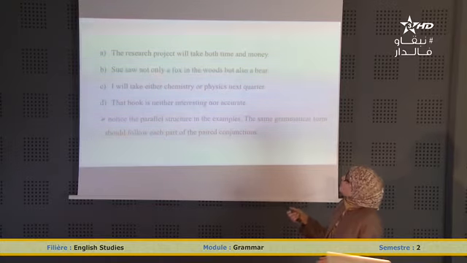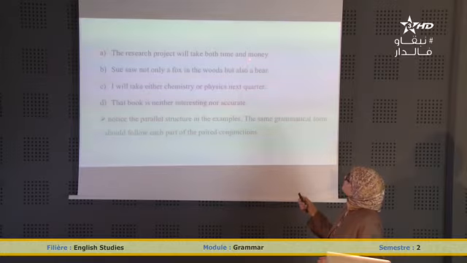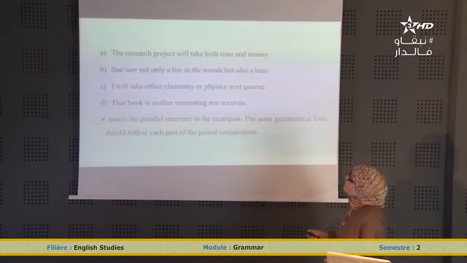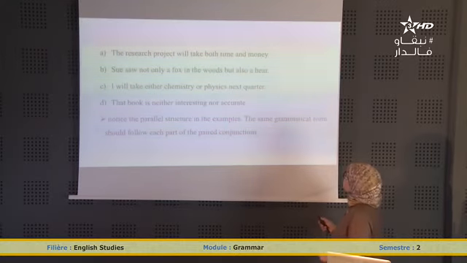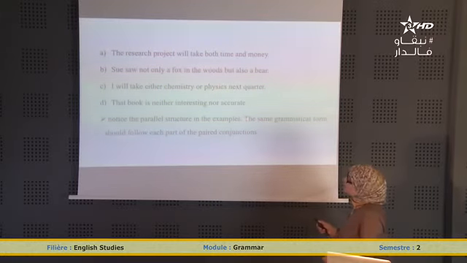If you look at the first sentence, the research project will take both time and money. Noun, noun. Sue saw not only a fox, a noun, but also a bear, a noun. I will take either chemistry, a noun, or physics, a noun. That book is neither interesting, an adjective, nor accurate, an adjective. That's why we said that the parallel structure in the examples should be noticed, and this is how we use paired conjunctions. They are also used between structures or forms that have the same grammatical form.